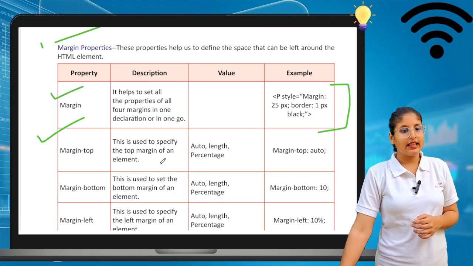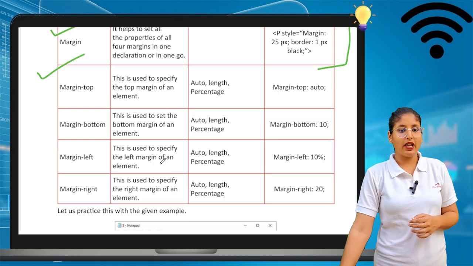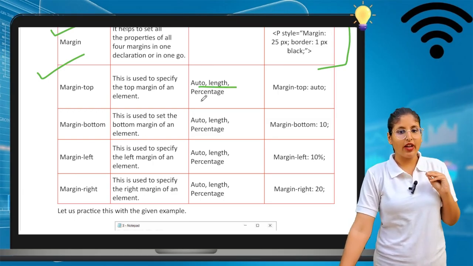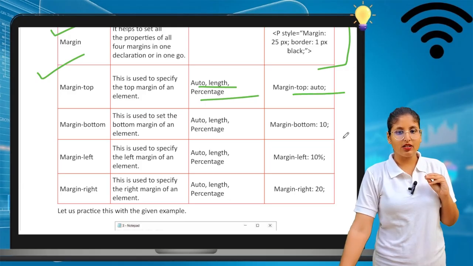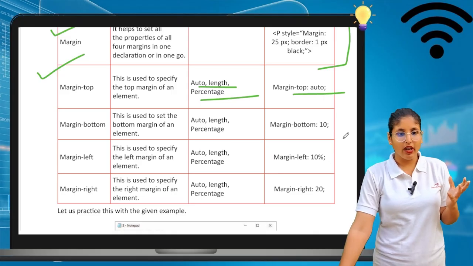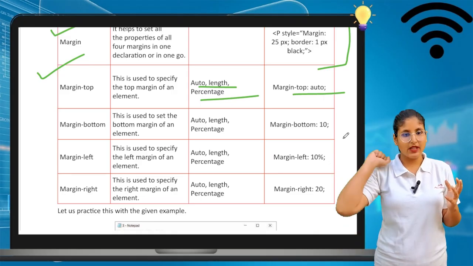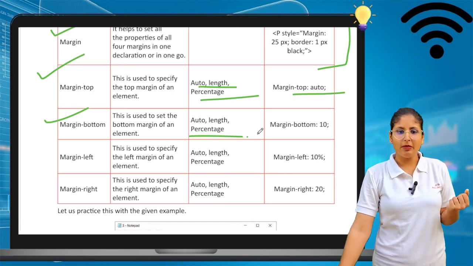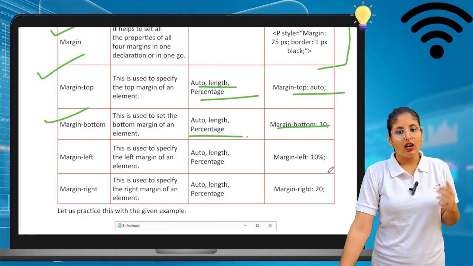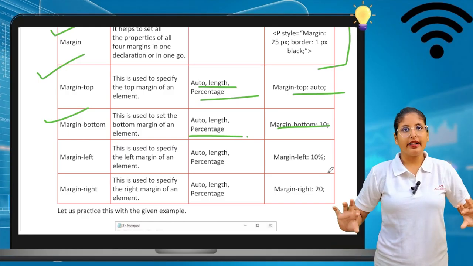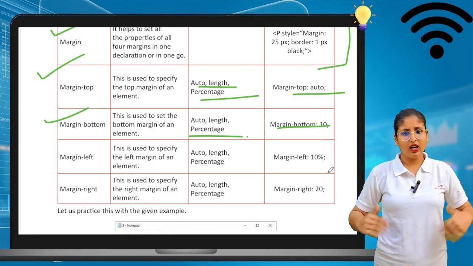Next is margin top. Here I want to make a margin on the top side. This is used to specify the top margin of the element, like auto, length, percentage. So in the margin with the example, it is written top. Okay, top means I want the margin on the top side. Margin bottom is used to set the bottom margin of the element, like auto, length, percentage. So here I am writing the bottom margin should be 10. So on the bottom side, I want to make a margin of 10.